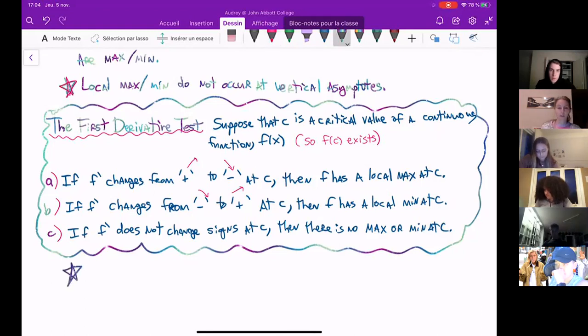Okay, so while you guys are getting this down, we're gonna add a thing. This f of c exists is a super important part of this test, which is why in the last question that we did, we checked about that vertical asymptote. Always check if f of c exists before applying this test.